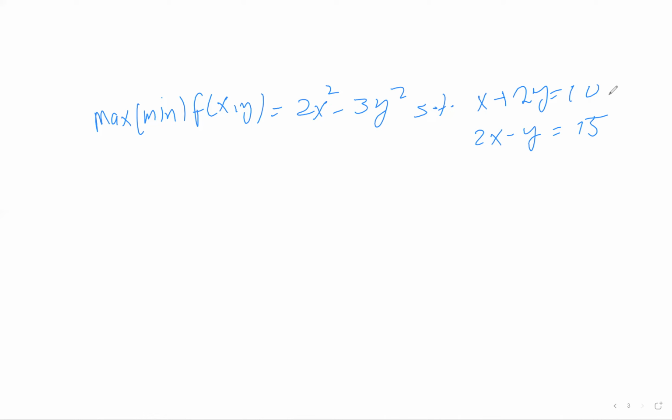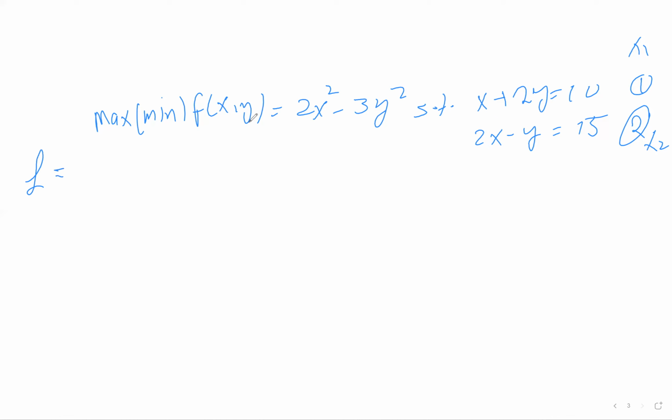So from what we can see, this is our main function, and we have constraints 1 and 2. So we need lambda 1 and we need lambda 2. These are our multipliers. In math or in economics, this is the symbol for the Lagrangian. And then you can set up the Lagrangian in the following way.